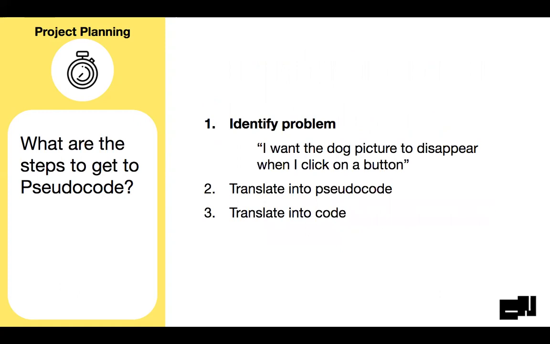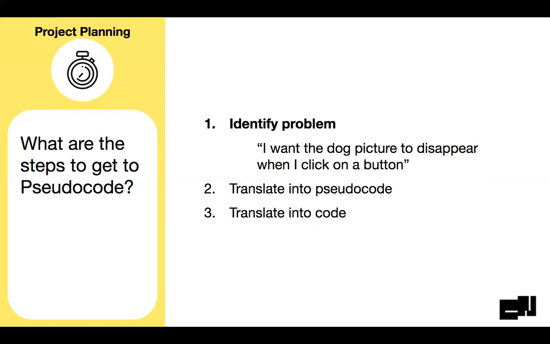And there are 3 steps to writing pseudocode. The first step is I need to identify the problem. What do I want to happen? So let's say at some point in my choose your own adventure, I want the dog picture to disappear when I click on a button. That's the first thing you need to identify. What is the problem that I want to solve? Then, second step, you translate that into pseudocode, which I'll show you how to write in a second. And then thirdly, and this is the last thing, which will be done in the actual Pop Code, you translate it into the actual code.